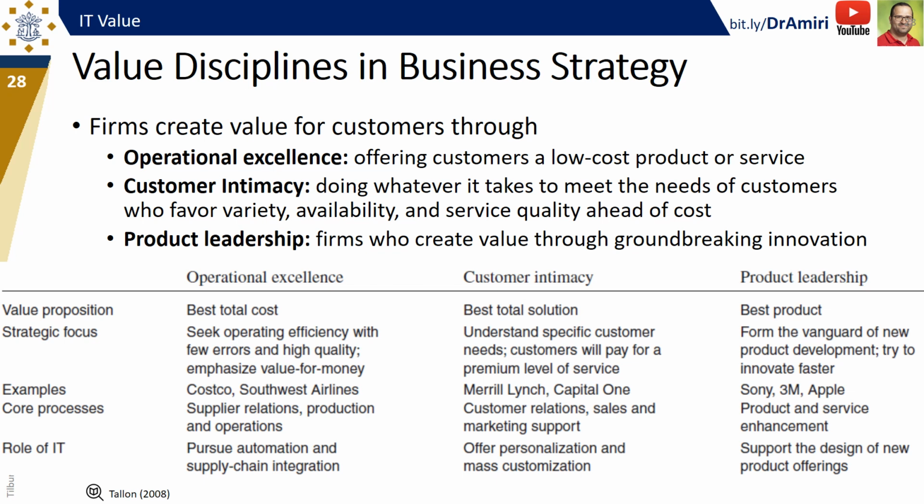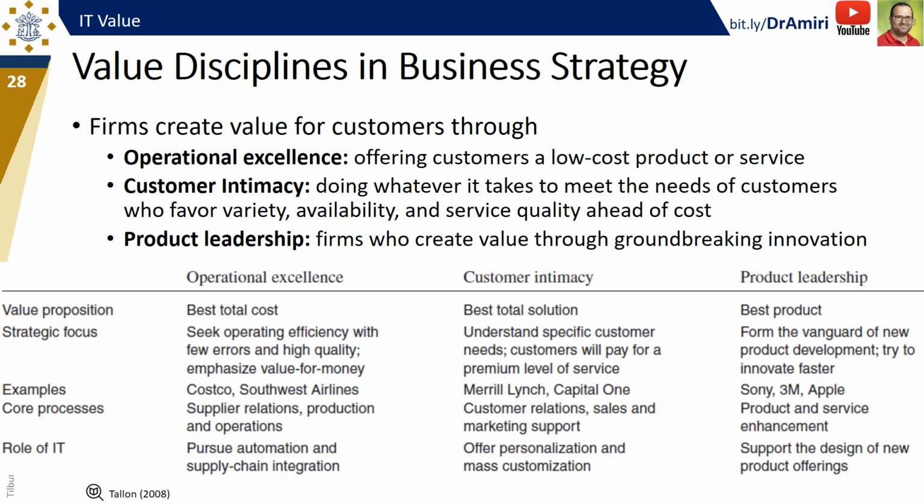Firms can also create value through groundbreaking innovation, providing new products and services. So product leadership is the third value discipline. So if I want to compare the three value disciplines using the attribute of value proposition, operational excellence tries to provide the best total cost. Customer intimacy tries to provide the best total solution for the customer, and product leadership tries to provide the best product.